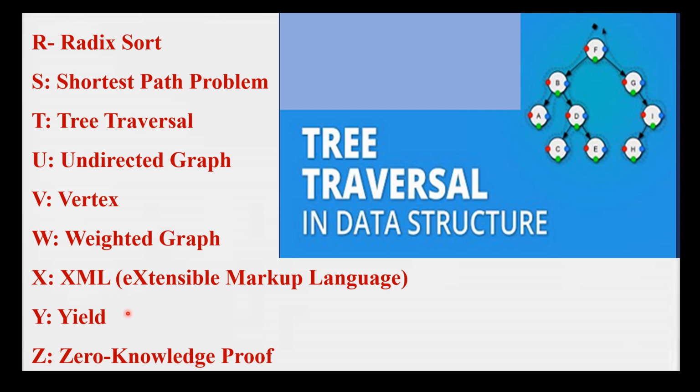Y stands for yield. In programming, the yield keyword in some programming languages, say Python, allows a generator function to temporarily pause its execution, return a value, and later be resumed from the point of pause. And generators are useful for creating infinite sequences or lazy evaluation. Z stands for zero knowledge proof. In cryptography, a zero knowledge proof is a method of proving the validity of a statement without revealing any information beyond the validity itself. And zero knowledge proofs are used in applications such as anonymous credentials and privacy preserving protocols.